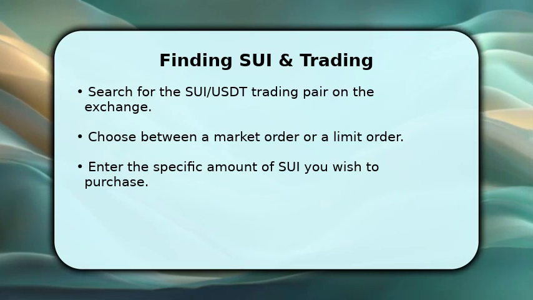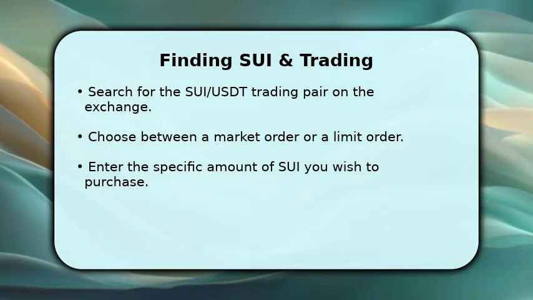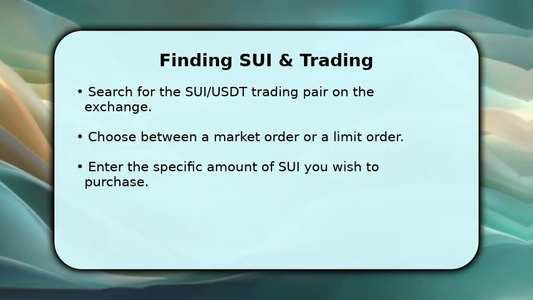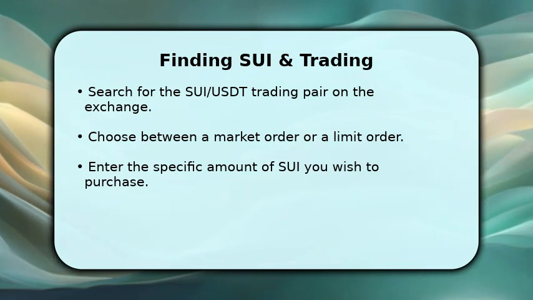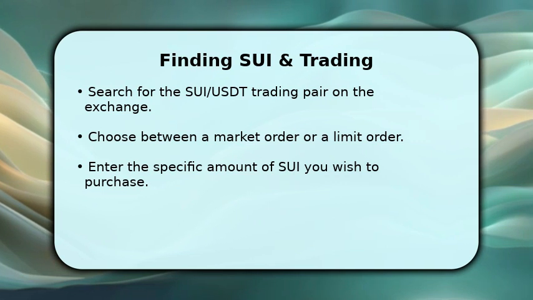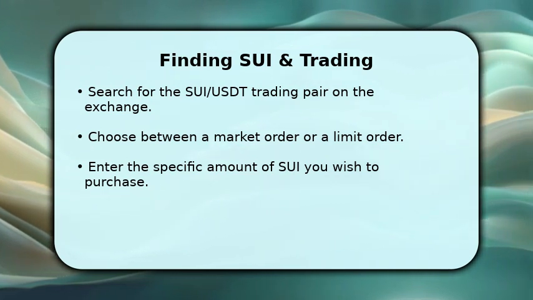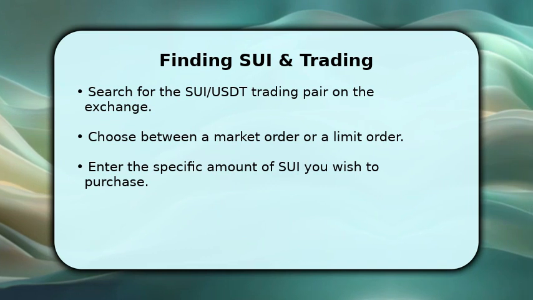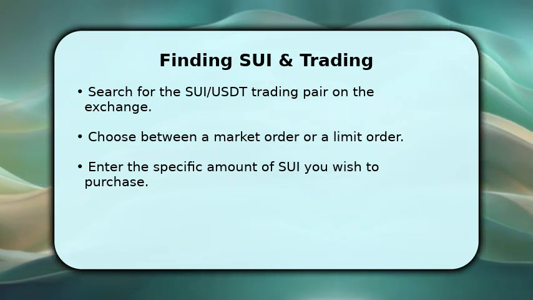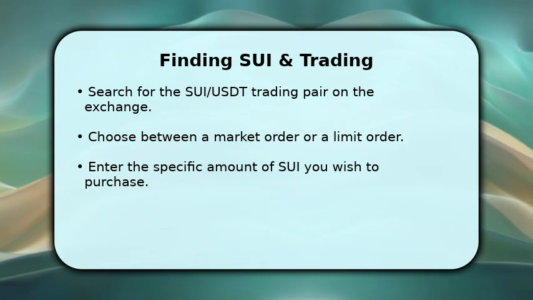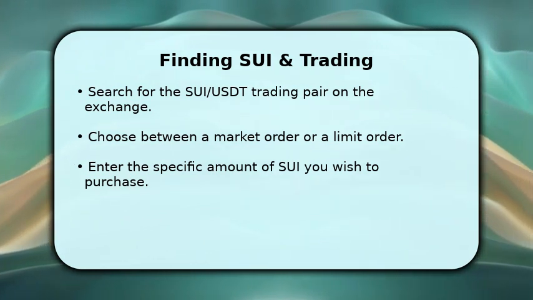Once your account is funded, head over to the trading interface. You'll want to search for the SUI/USD trading pair, which is the most common way to acquire SUI. Here, you can decide between a market order, which executes immediately at the best available price, or a limit order, allowing you to set a specific price. Carefully enter the amount of SUI you want to buy and confirm your selection.